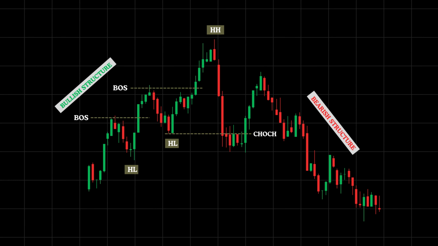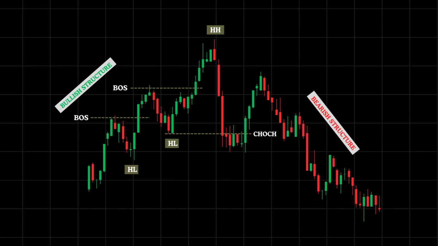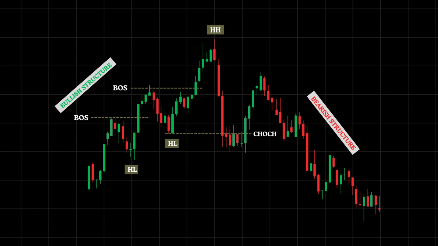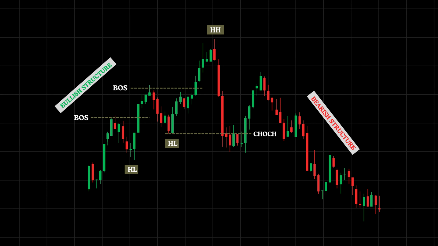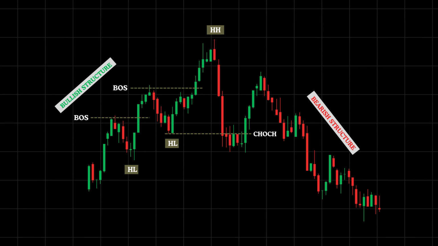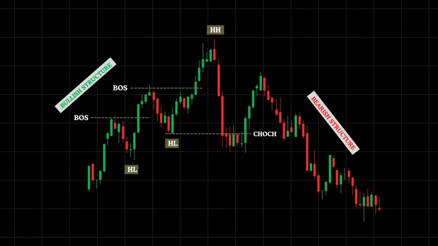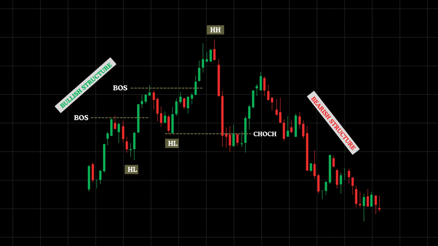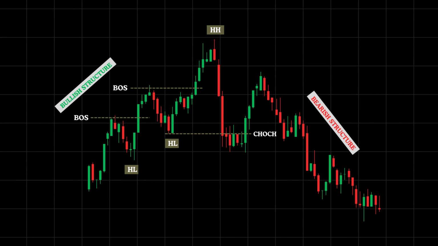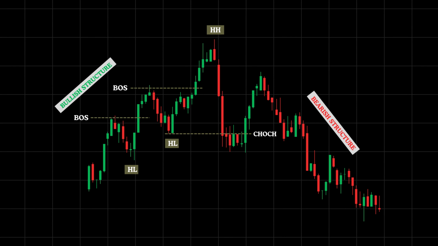We can also interpret change of character as an early sign of a possible trend reversal. This means that if such a shift in structure appears on the chart, the market may no longer sustain its earlier trend. By creating a fresh low, the chances of a new trend beginning increase significantly. This helps you adjust and plan your trade entries accordingly.